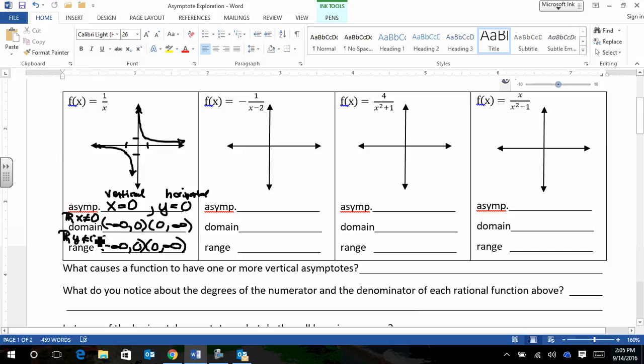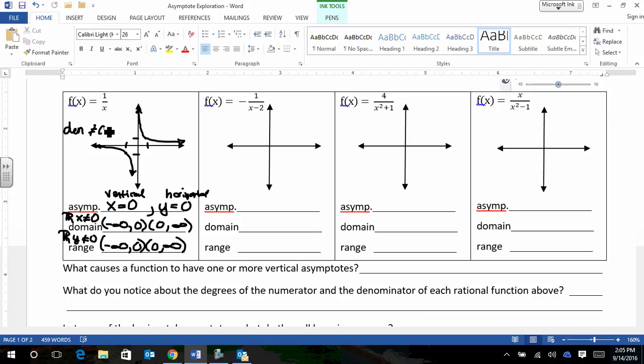What caused that vertical asymptote? Looking at the equation. Denominator can't be 0. So when x became 0, we had a problem. And that's what caused us to try to approach it but never touch it. Does that make sense? Okay.